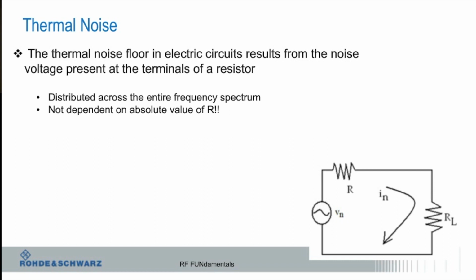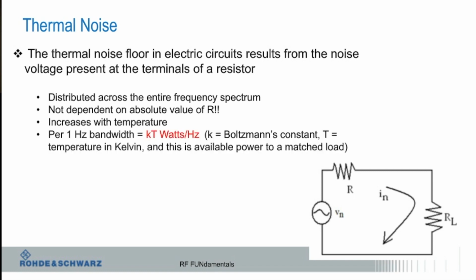So it's not dependent on the absolute value of the resistance. It does increase with temperature. And it's usually given in a per hertz. So when I say minus 174 dBm per hertz, it means in a 1 hertz bandwidth.